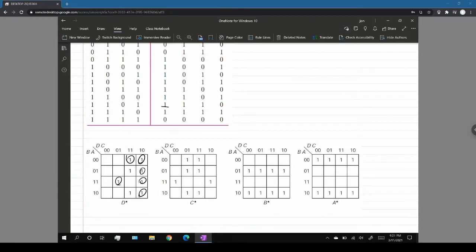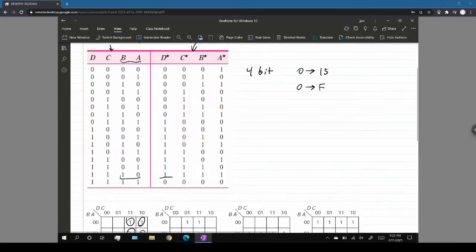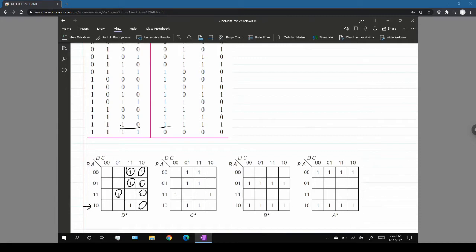Let's continue. We have 1, 1, 0, 1. So 1, 1, 0, 1, there it is. Last but not least, we have 1, 0 and 1, 1. Hold up. So I got confused. 1, 0, and then 1, 1. So 1, 0, 1, 1, and there it is.